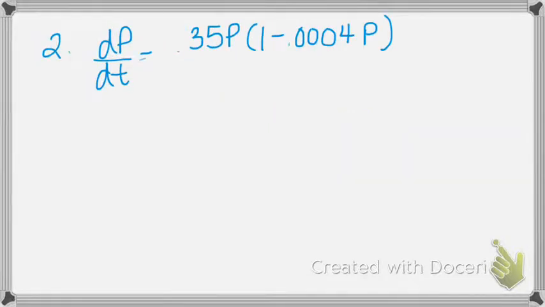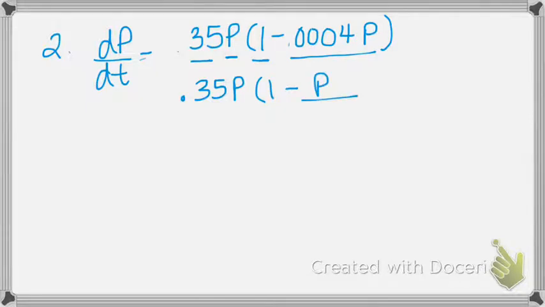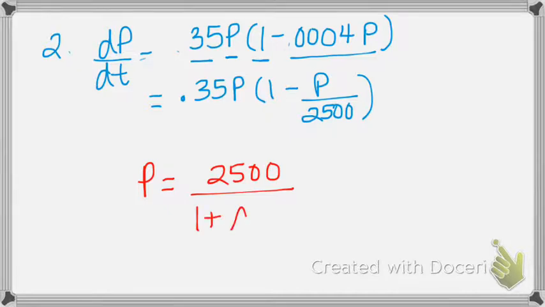Okay, here's another example. The only difference on this example is that this doesn't say P over something. It has the 1, it has the P, and the number in front, but it doesn't say 1 over, so just put that in your calculator, change it to a fraction, and you should get 1 over 2,500, so that's P over 2,500. So now, if I rewrite it, P equals the limit, which is 2,500, over 1 plus ae to the negative 0.35t.